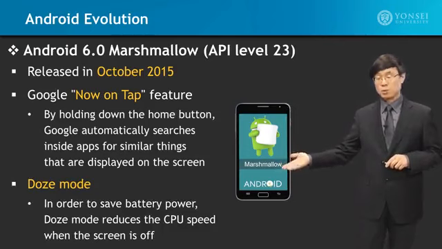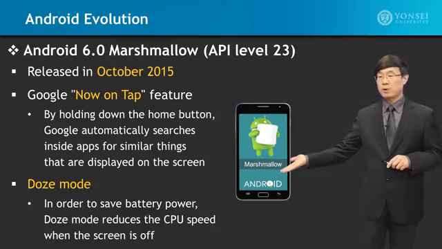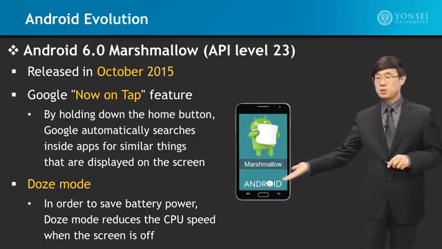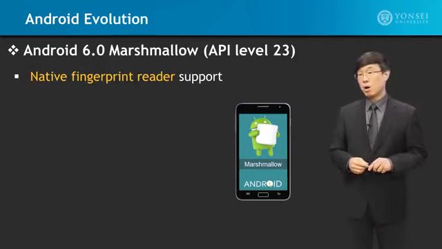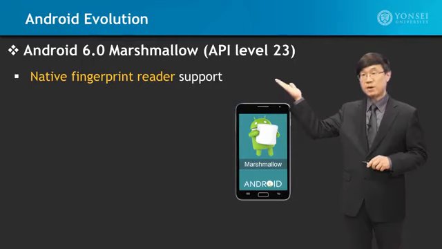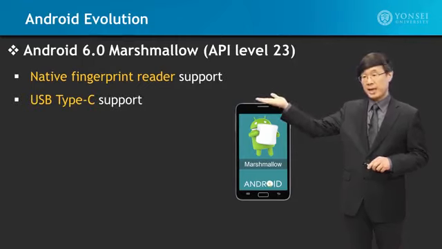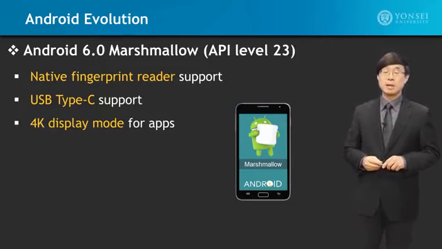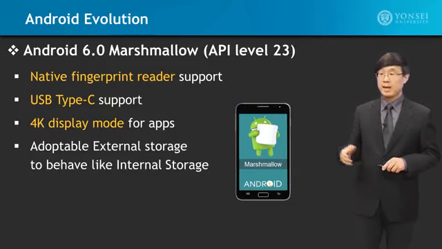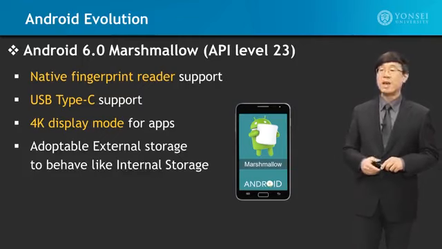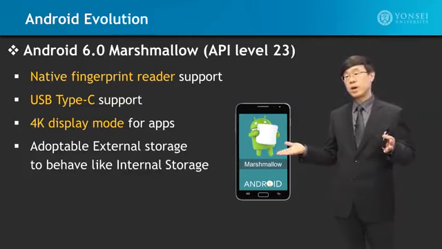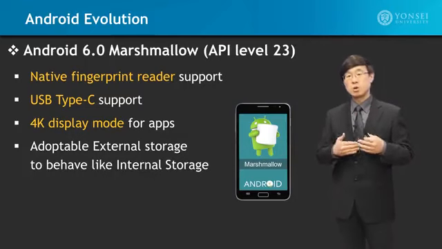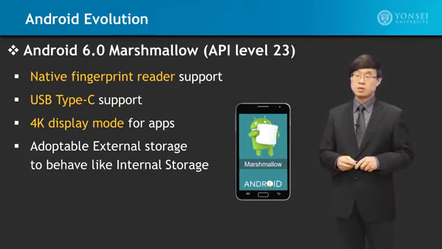Doze mode was added. In order to save battery power, doze mode reduces the CPU speed when the screen is off. Marshmallow also includes support for a native fingerprint reader and USB Type-C, as well as 4K display mode for apps, and adoptable external storage that behaves like internal storage. This helps in various ways where we could save files and also read files from external storage.